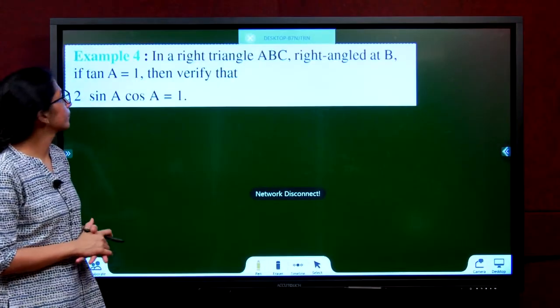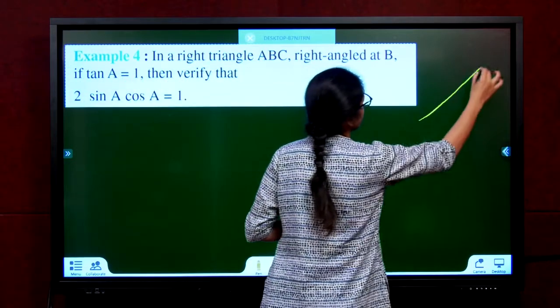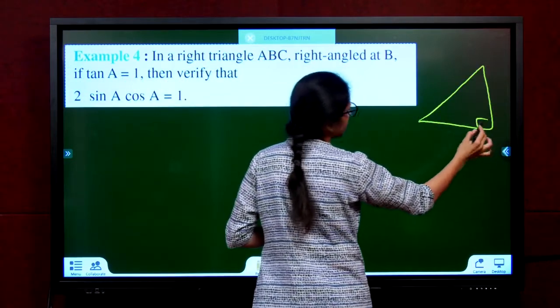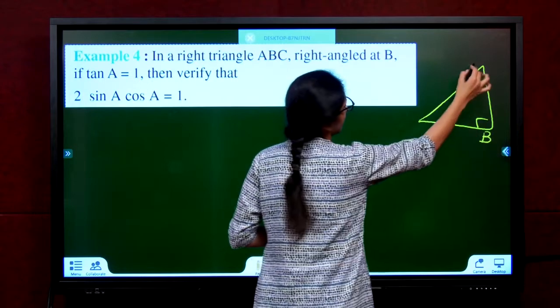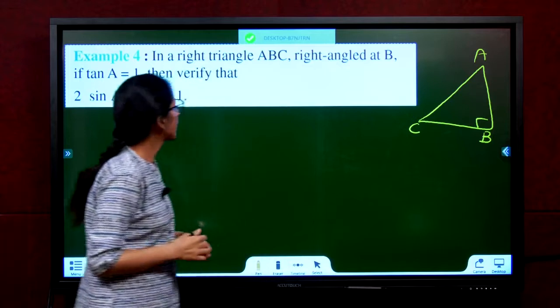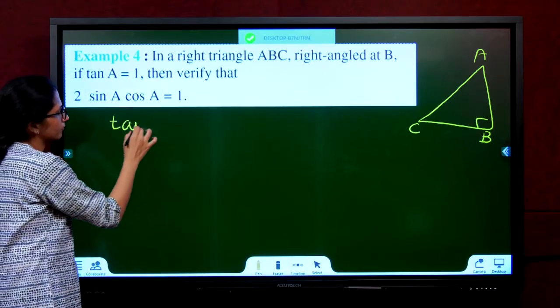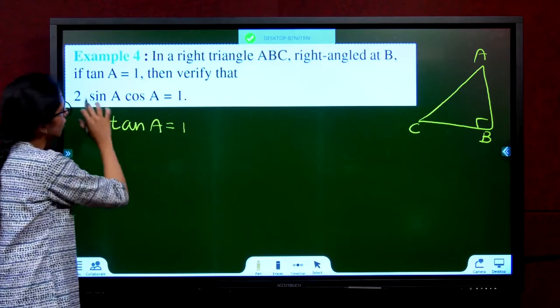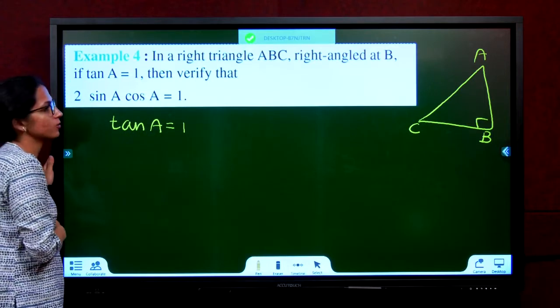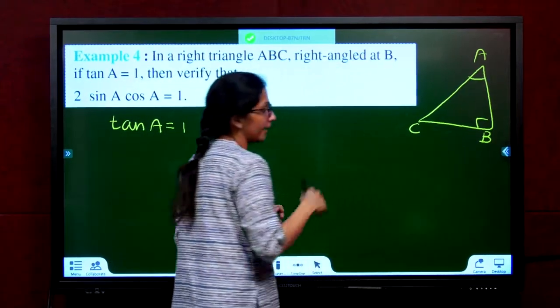Example 4. In a right triangle ABC, right angled at B. So draw a right angle triangle, mark right angle at B. You can take ABC anywhere else. Okay, I have taken it like this. Tan A is 1. It is given tan A is 1. You have to verify that 2 sin A cos A is 1.